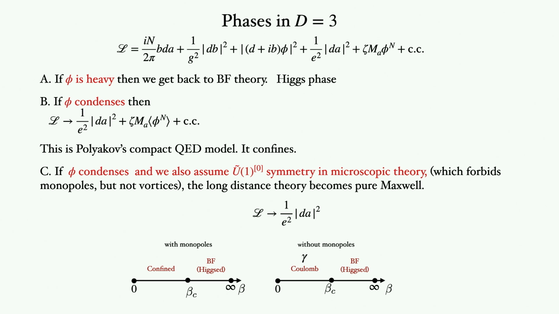Now, if phi condenses, and if we also assume this U1 shift symmetry microscopically, which forbids the monopoles but not vortices, this is very important, the long distance theory becomes pure Maxwell theory. And the phase diagram is actually this. You can go from this BF phase to a Coulomb phase if there are no monopoles in the game, and you can get rid of the monopoles by using the proper method, Lagrange multipliers. Or if the monopoles are in the game, you can go from the BF phase to a confined phase.